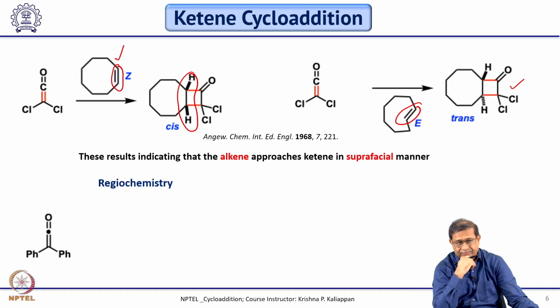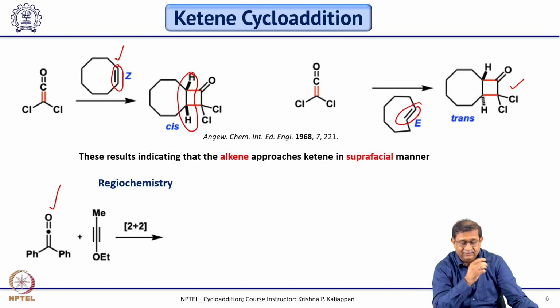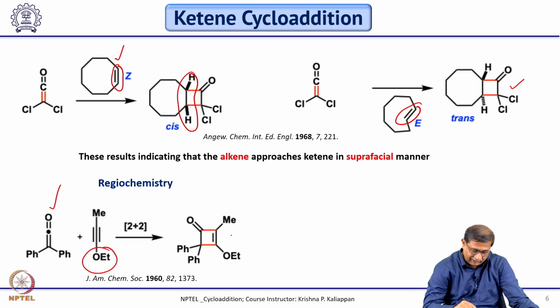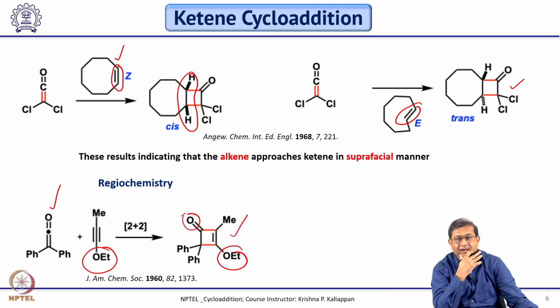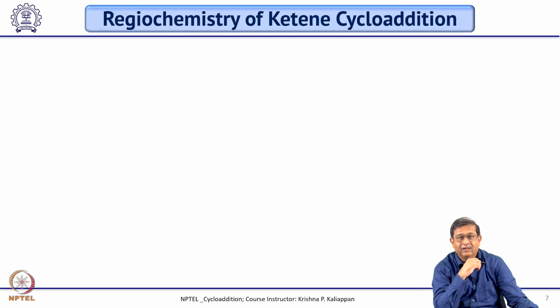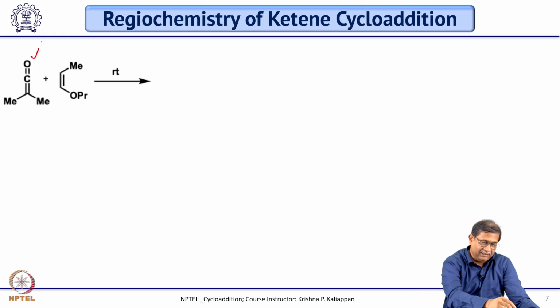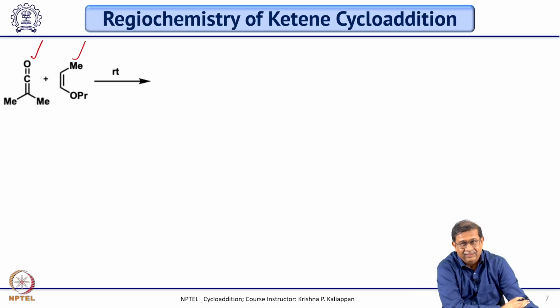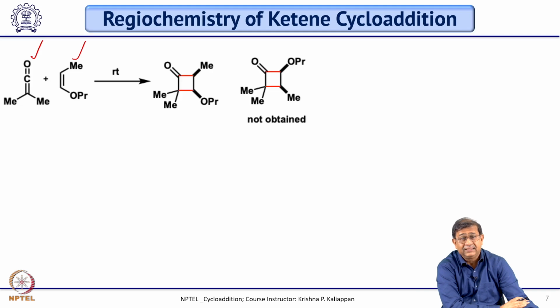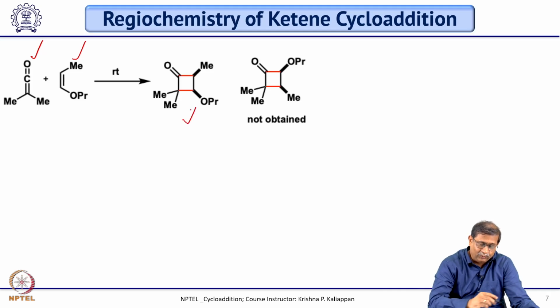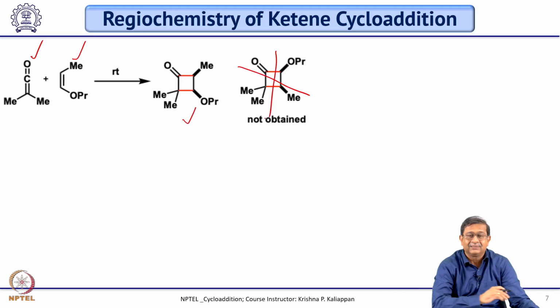How about regiochemistry? For example, if you take this diphenyl ketene and treat it with an alkyne having an electron donating group, what you get is this cyclobutene, where the methoxy and the carbonyl are opposite to each other. The same thing if you take, instead of a triple bond, a double bond: dimethyl ketene and a simple enol ether. At room temperature it can easily undergo a 2+2 cycloaddition reaction, and there you will find only this isomer and not the other one.